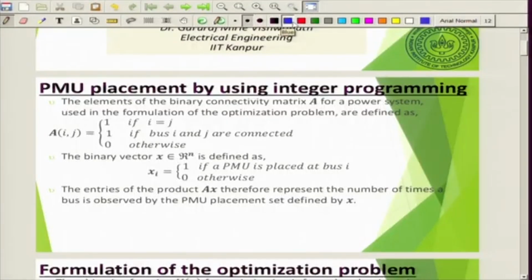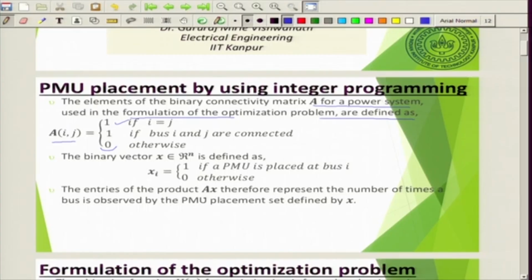The elements of the binary connectivity matrix A for a power system, used in the formulation of the optimization problem, are defined as A of i comma j. Let us say there are two buses i and j. If there is a line connecting bus i and j, then it is 1 if the buses are connected. If the buses are not connected, then it is 0.